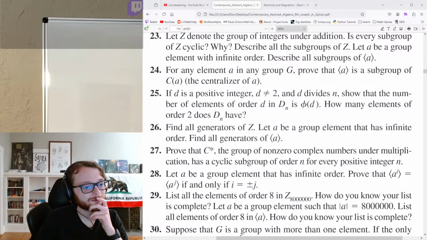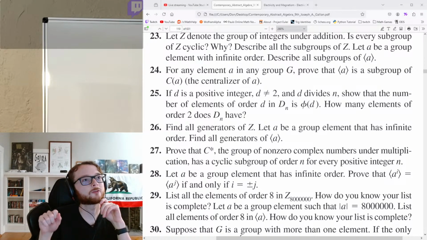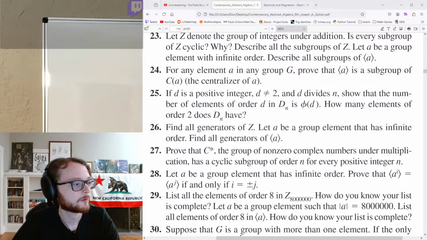Padraig, yeah, so we might be about to switch gears to a problem that someone just posted, but D sub n, if it's like D sub 4, it's a four-sided shape, a square, which is order 8. So yeah, 2n elements.